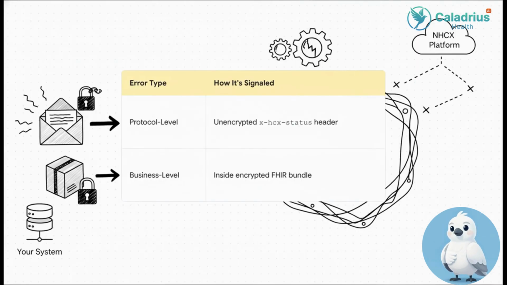Error handling is also a 2-part system. Technical protocol errors are sent in an unencrypted header, but business-level errors are sent inside the encrypted response. Your system must handle both types correctly.